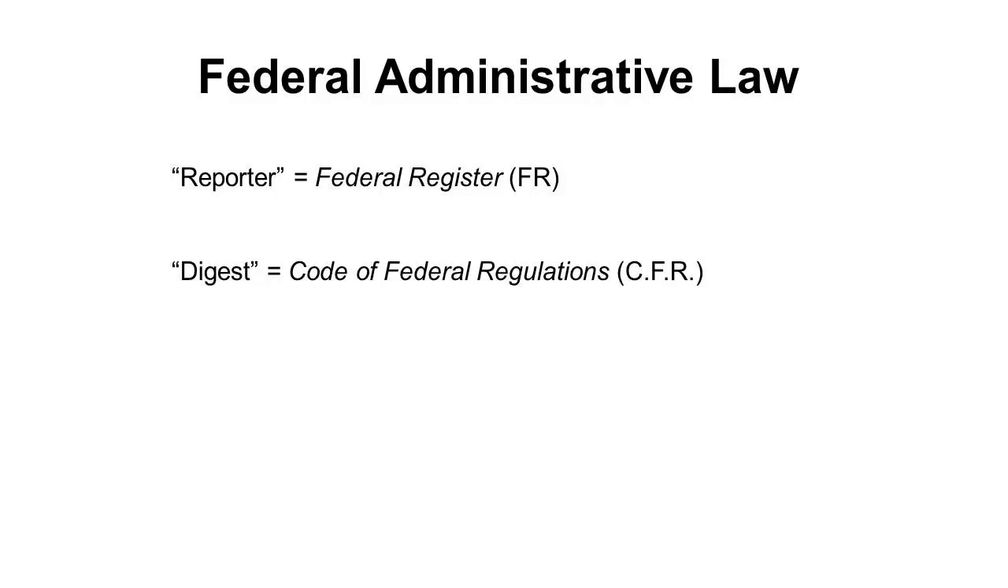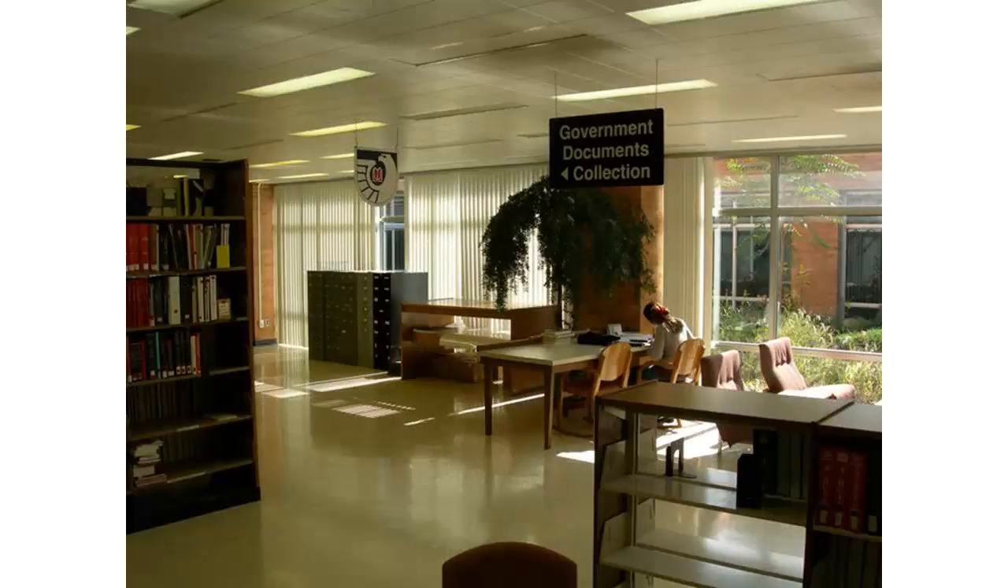So, again, all of the law uses this model of reporters, which are chronological, and then digests, which are by topic. Okay, and I just want to point out that there is an area in the library where you can find a lot of these books that I'm talking about. They keep moving it around a little bit, but the library does have a government documents collection where you can find a lot of these reporters and digests that I am talking about.